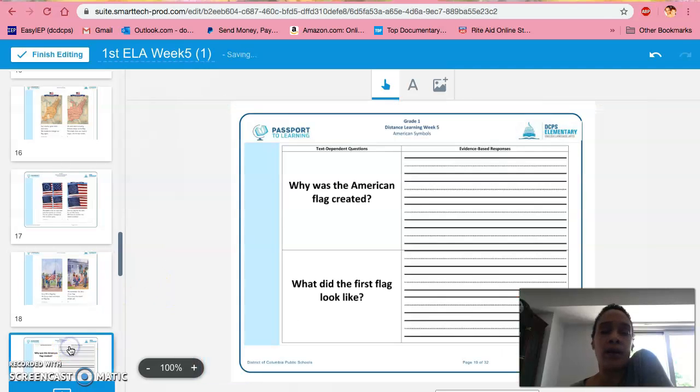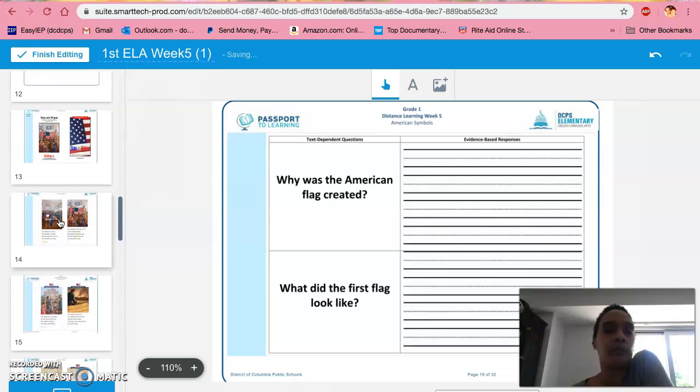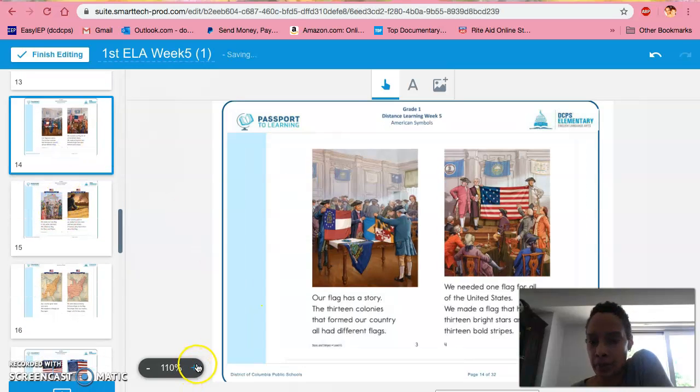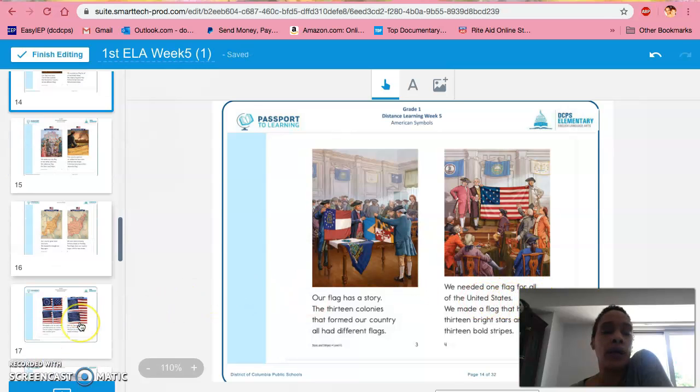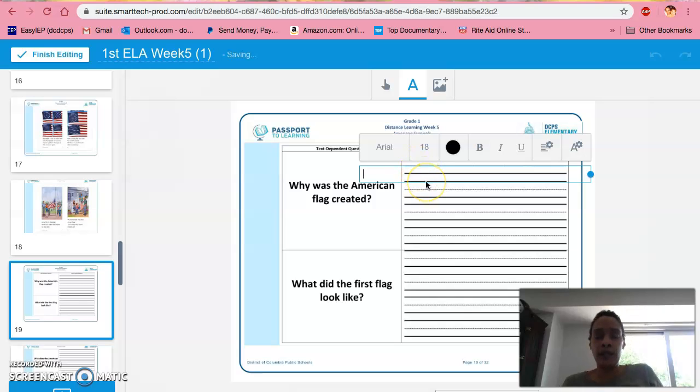Let's look at our questions. The first question says, why was the American flag created? Let's go back to page 14. And it says, we needed one flag for all the United States. So they wanted one flag to represent the 13 colonies. And we can type that right here.